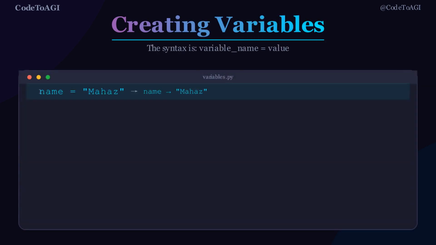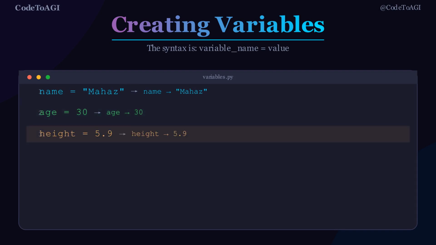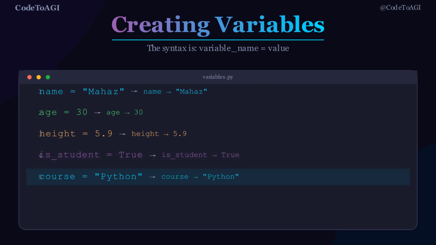The syntax is always the same. Variable name, equals sign, value. First, name = "Mahaz" in quotes. The quotes tell Python this is text. Python stores the text Mahaz and labels it name. Second, age = 30. No quotes. This is a number. Python stores the number 30 and labels it age.